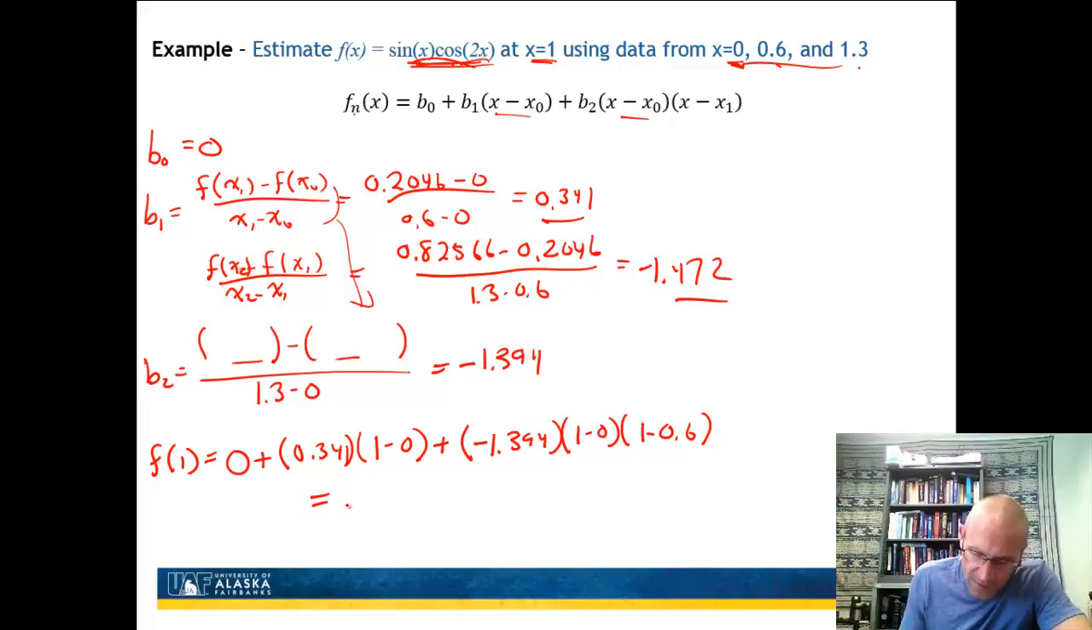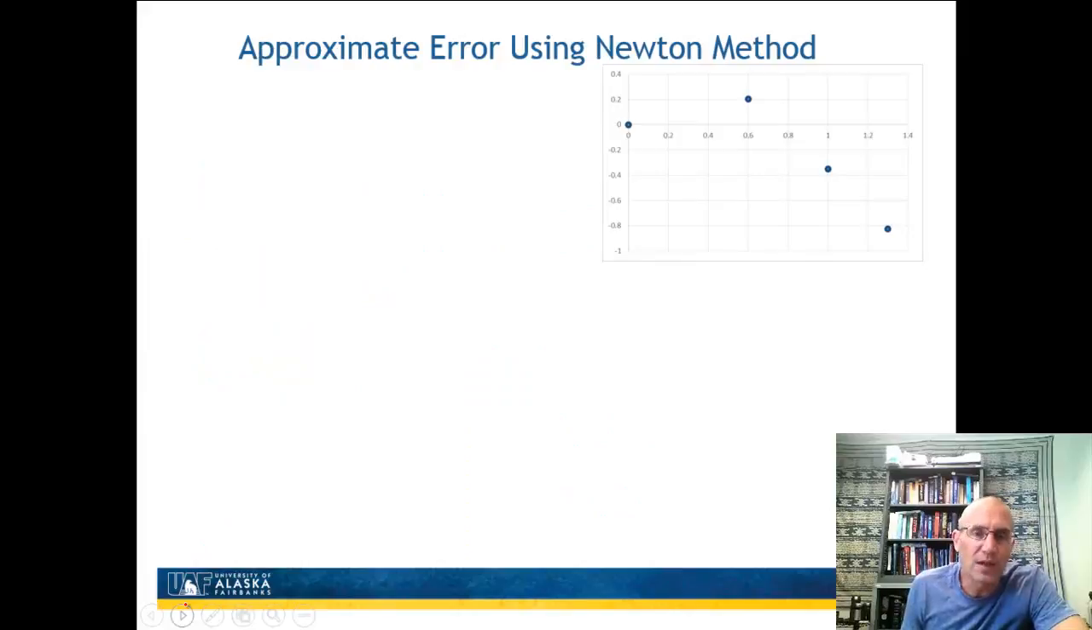And so this Newton's divided difference goes ahead and gives me an estimate that the value would be 0.2166 at x is equal to 1. All right, so that's how we go ahead and implement this. Let's go ahead and look at approximating the error.